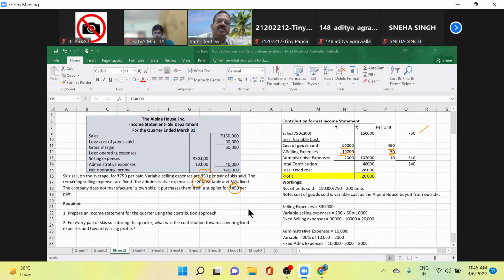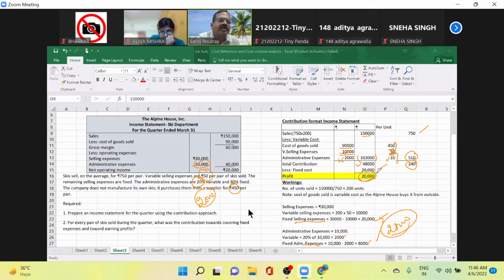Administrative expenses, 20% is variable. So out of 10,000, 20% is 2,000. 2,000 is variable, so 10 per unit. Together this is 510, so contribution is 240. Total contribution 1,02,000 deducted from 1,50,000 is 48,000. Fixed cost, which we had calculated, 20,000 out of selling expenses is fixed. Administrative expenses out of 10,000, 2,000 is variable, so 8,000 is fixed. Together it is 28,000. So if we deduct 28,000, profit is 20,000.